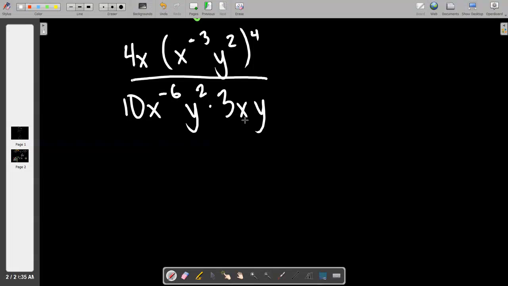Having said that, let's focus on the top. Just the top. What do you think we ought to do first? What do we have to do first?